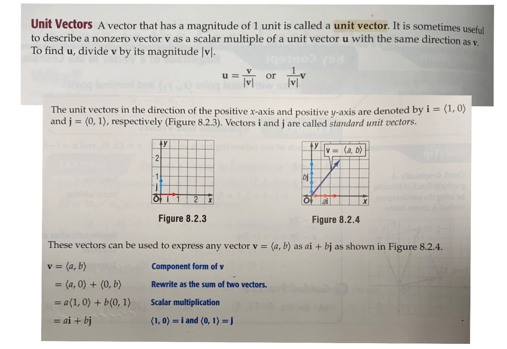A vector that has a magnitude of 1 unit is called a unit vector. Sometimes it's useful to describe a non-zero vector v as a scalar multiple of a unit vector u with the same direction as v. To find u, divide v by its magnitude. Think of this as units. Like if you are traveling 300 miles in 5 hours, what is your unit? Well, that's 60 miles an hour, okay? So you use units all the time.